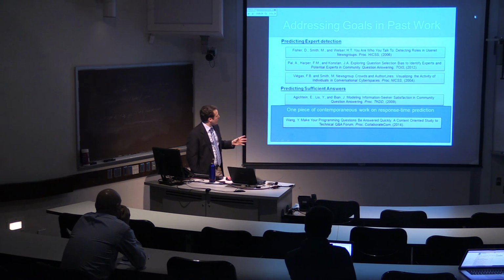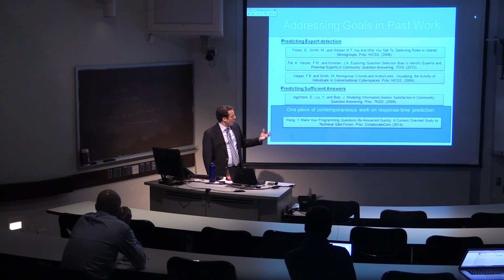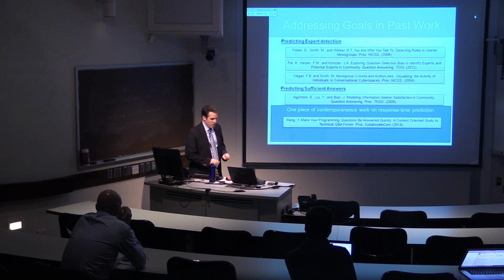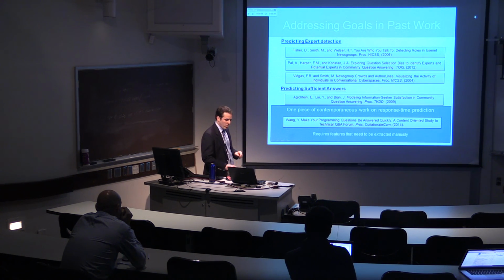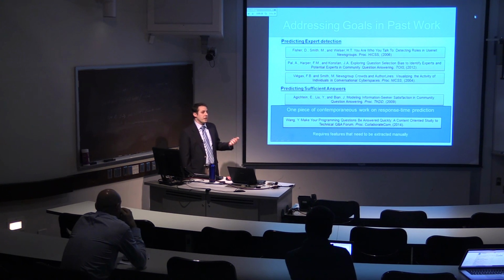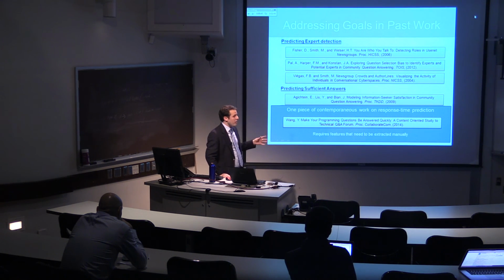And as we were working on this, one piece of contemporaneous work was published on response time prediction in communities. However, this work required features that needed to be extracted manually, for example, the difficulty of a question that was asked. And so we wanted to go beyond this and use features that could be extracted automatically. Namely, the sender of some message, the recipients of that message, and the words in the title of that message.